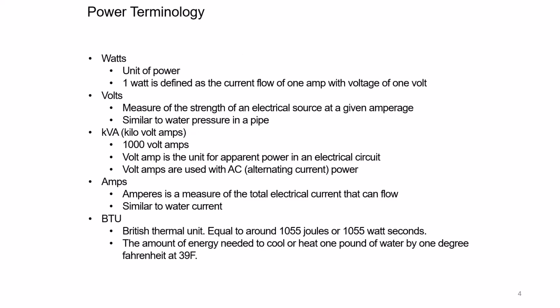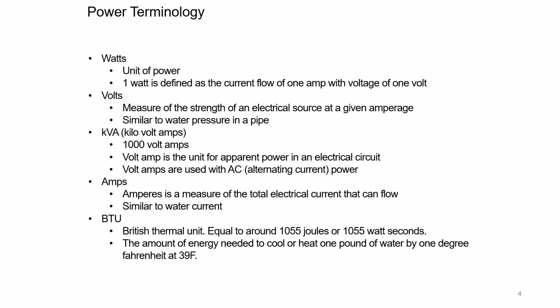So this slide just talks about some of the terminology that it's helpful to understand when you're talking about electrical power. We have watts, which is a unit of power, and it's described as the current flow of an amp with voltage of 1 volt. Volts I kind of think of as similar to water pressure in a pipe. When I think about amps, which is the measure of the total electrical current that can flow, I think about that being similar to the actual water current in the pipe. And kVA is kilovolt amps or 1000 volt amps. And that's actually the unit we use when we're trying to size our PDUs.